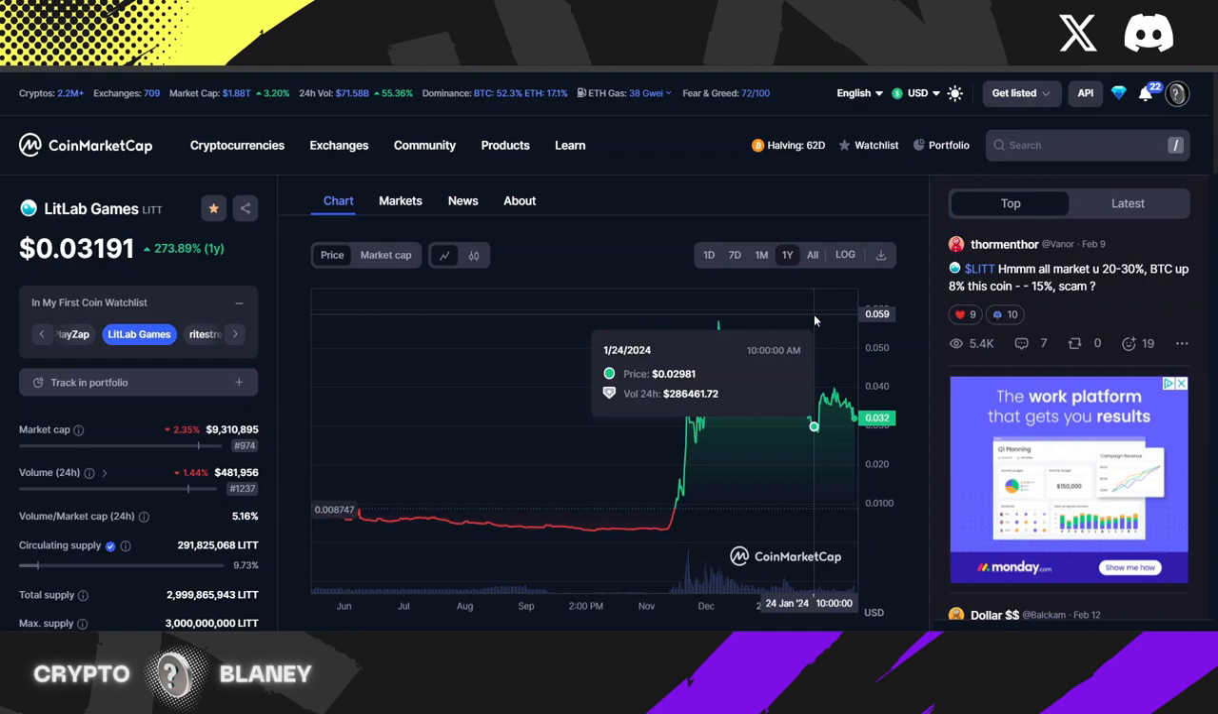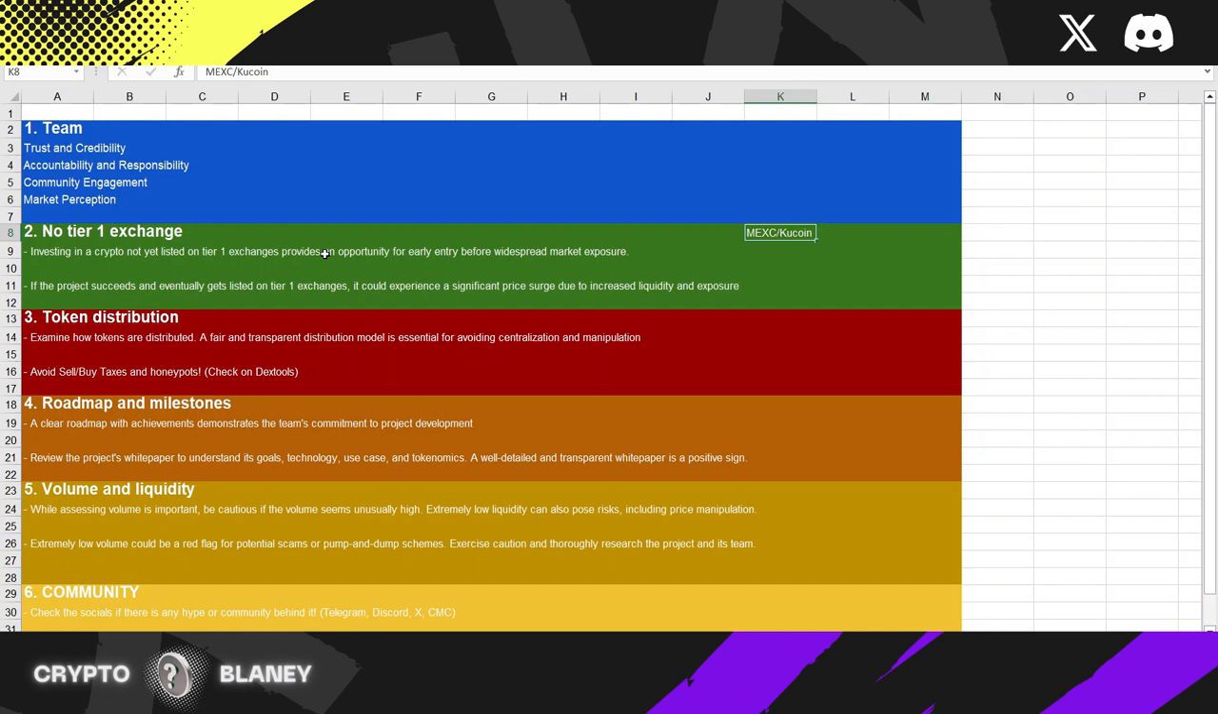For my cheat sheet, this is what I'm actually using when I find a gem or a project I'm very interested in. And of course, you have to filter your cryptos, because before throwing your money into a project, you want to know who's behind it. Is there any hype around it? How is the token distribution? Do they have a roadmap? Do they have milestones? Is there any liquidity? So yeah, guys, this cheat sheet is downloadable in the Discord, like I said. And yeah, let's dive into it.